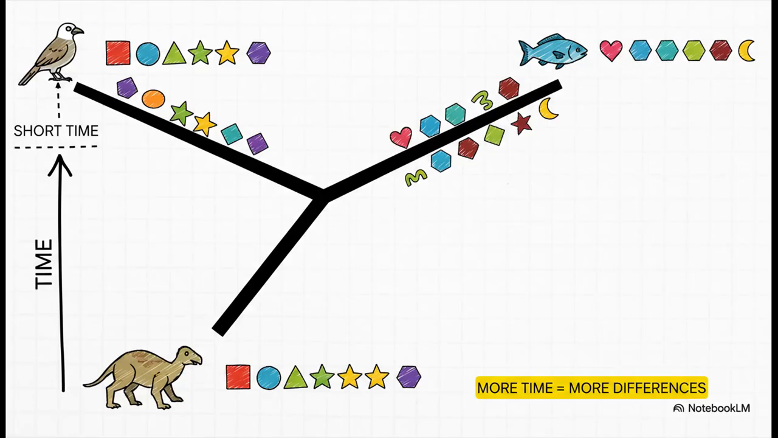The idea behind this is so simple and so elegant. Think of it like this. When two species split from a common ancestor, their DNA starts to accumulate random changes, or mutations, over time. If these changes happen at a more or less steady rate, they act like a molecular clock. So the more differences you see between two species, the more time has passed since they split. Fewer differences means they're close cousins. Tons of differences means they're very, very distant relatives.